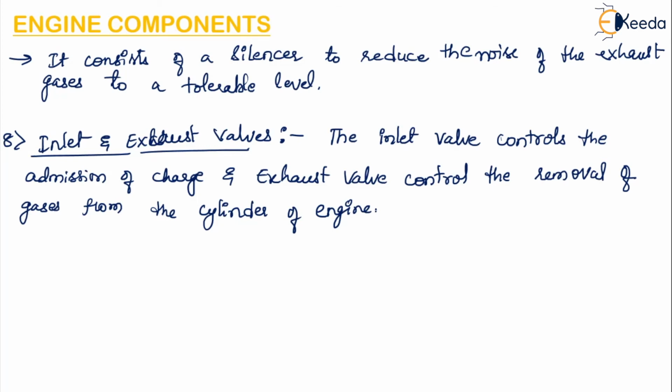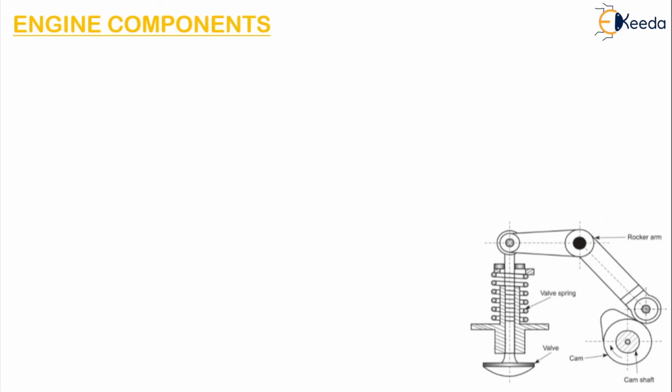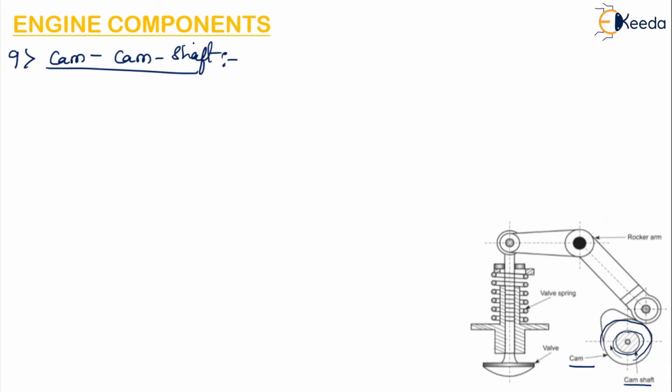The next component is the cam and camshaft. In the figure you can see this is the cam, the circular portion, and the portion inside the circle is actually a shaft, but we are showing the cross section, so this is the camshaft. The function of the camshaft is to operate the inlet and exhaust valve through the cam follower and the rocker arm. Here you can see this is the rocker arm.